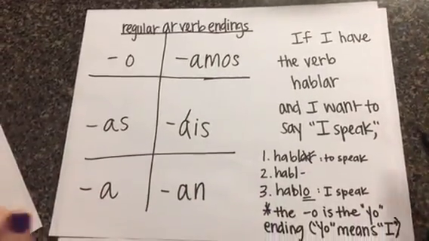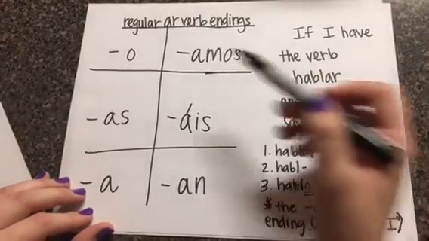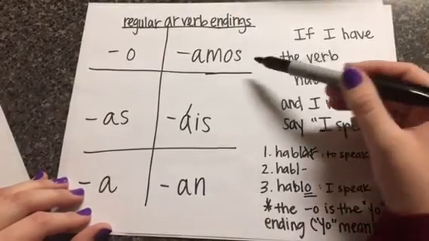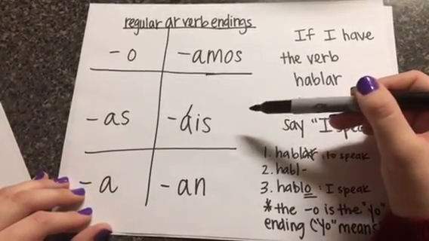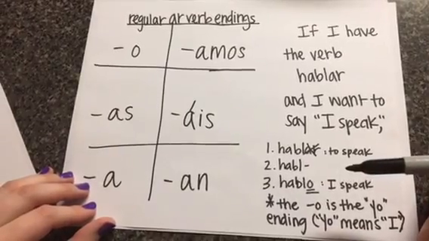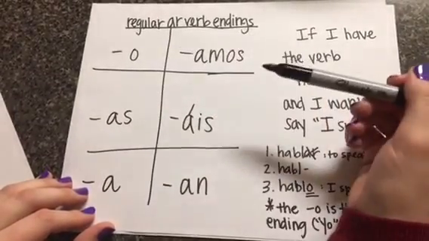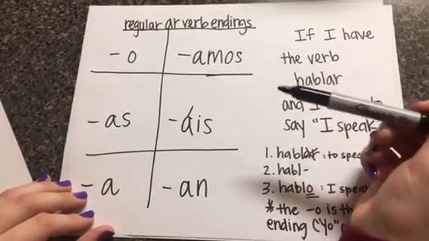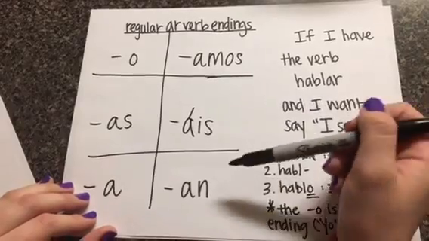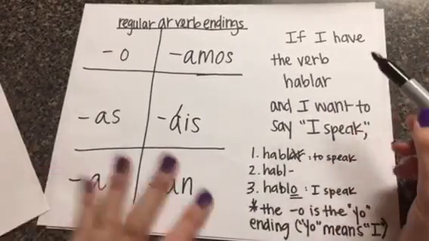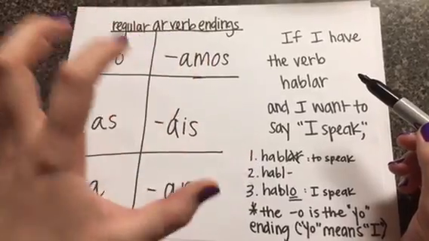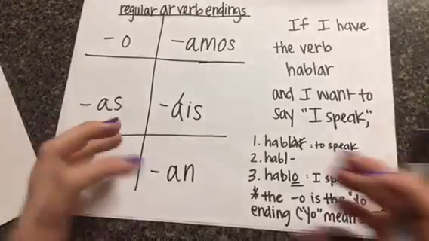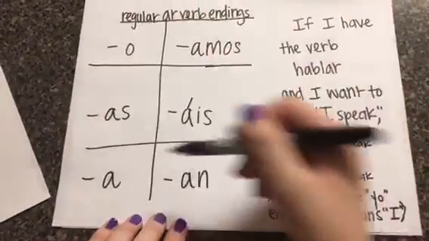These endings go as follows. O, as, a, amos, áis, an. Otra vez. O, as, a, amos, áis, an. For example, when I take a verb that's in its infinitive form or its unchanged form, what I'm going to do is I'm going to remove that ending and put another ending back. These are the endings that I'm talking about that I will add back.